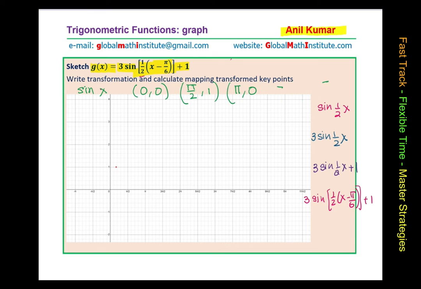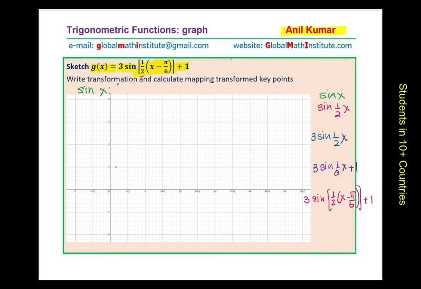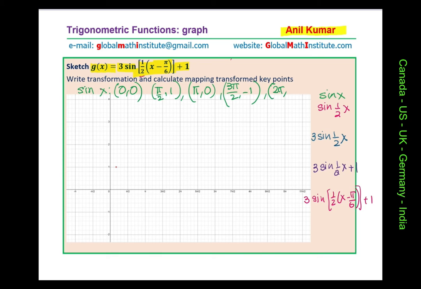Let me put them closer so that we can continue with this later also. So let's write down sine x here. The 5 key points, as I said, are 0, 0; then pi by 2, 1; pi, 0; 3 pi by 2, minus 1; and 2 pi, 0.